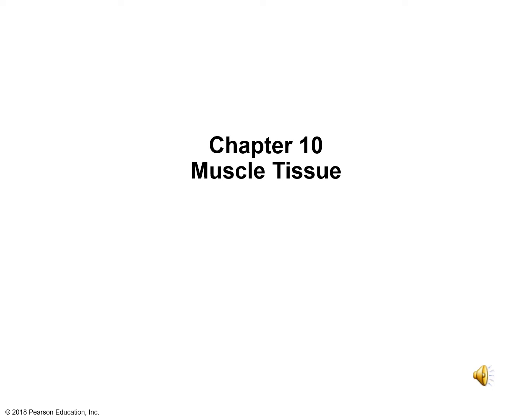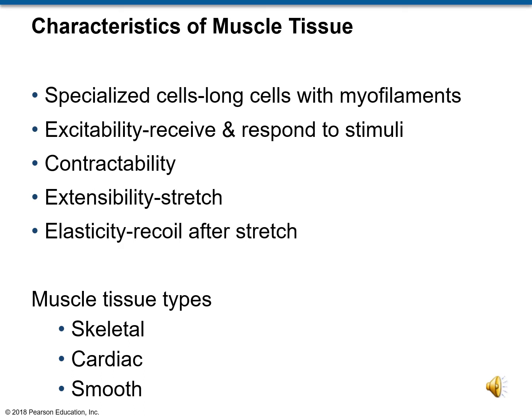Chapter 10, Muscle Tissue. Characteristics of muscle tissue are the following. They all have specialized cells, which are going to be long cells that have myofilaments within them. They exhibit excitability, which means they can receive and respond to stimuli. Contractibility, which means they can get smaller in size, and extensibility, where they can stretch in size, and then elasticity, where they can recoil after the stretch back to their original size.